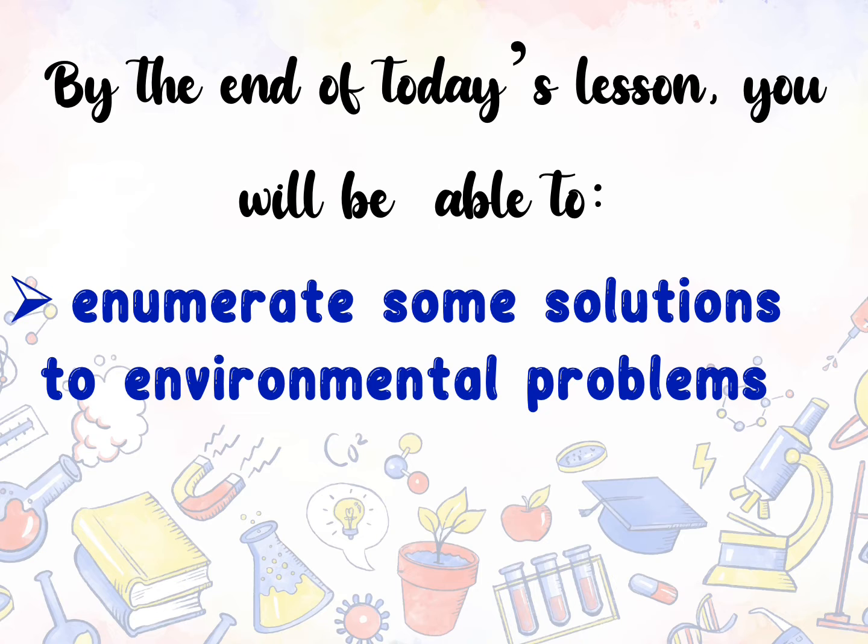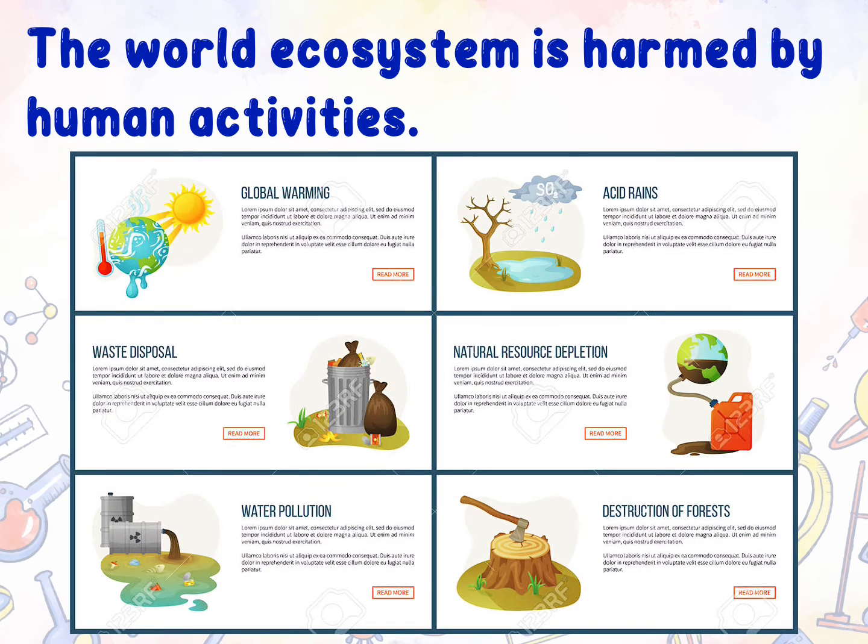In our previous lesson, we discussed so many environmental problems, right? So many threats to the ecosystem. So we know that there are so many human activities which are affecting our environment. You can see global warming, acid rains, waste disposal, natural resource depletion, water pollution, destruction of forest. We discussed so many of these before.